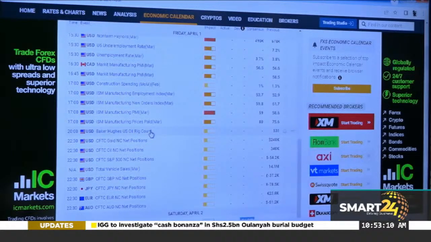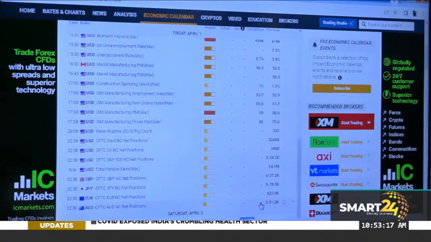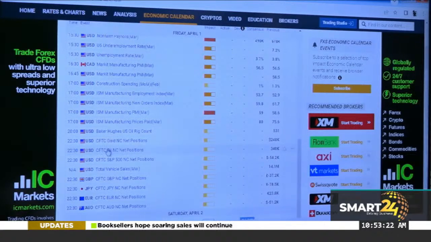In the night at 8 p.m., there is the Baker Hughes US oil rig count. All these ones don't have a consensus, they just have previous figures. So there's the CFTC gold NC net positions, that's at 10:30. Then still at 10:30, there are the oil NC net positions. Then there is the S&P 500 NC net positions.